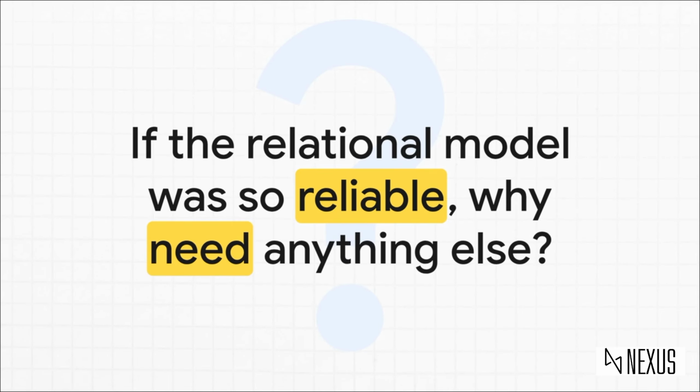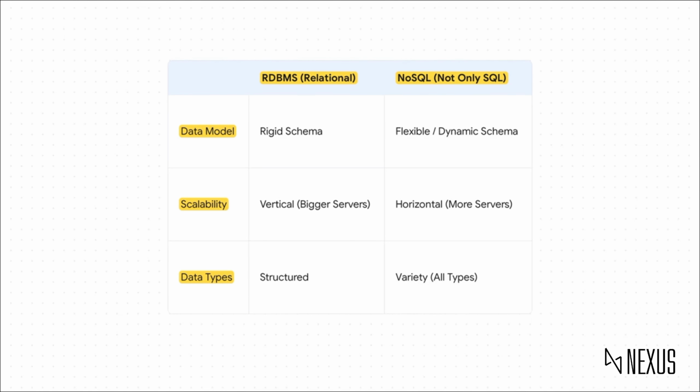I mean, if the relational model and its ACID guarantees gave us this incredible reliability, why in the world would we ever need anything else? What could possibly have happened that was so big it forced us to rethink how we handle data from the ground up? Well, here's the heart of the problem.